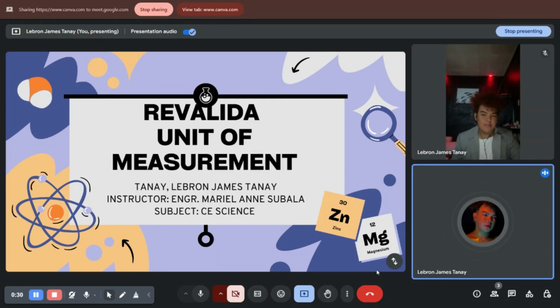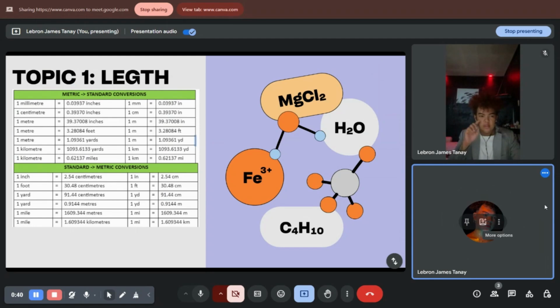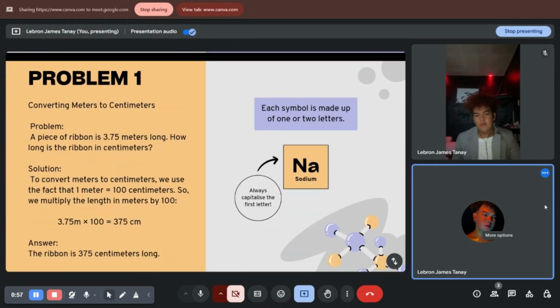Good day, my name is Lebron James Sitanay from BSCE1 and I'm here to discuss my report on units of measurement. Topic number 1, length. As you can see on my slide, the conversion factor of length is 1 millimeter equals 0.3937 inches.